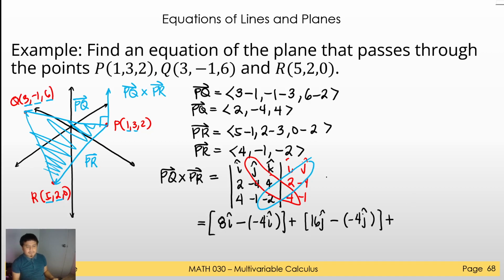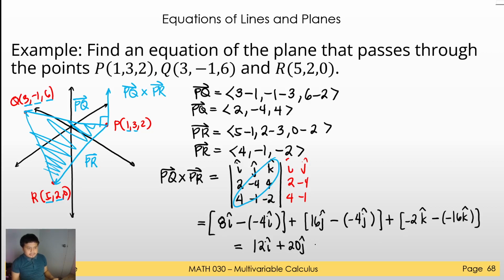And then for the k term, what do we have here? We have -2k minus the k here, minus -16k. So the cross product of this will be 12i hat plus 20j hat, and then positive 16 minus 2, so plus 14k hat. This will be your orthogonal vector, which is also equal to the n vector. So we can just call this the n vector with regards to our plane.